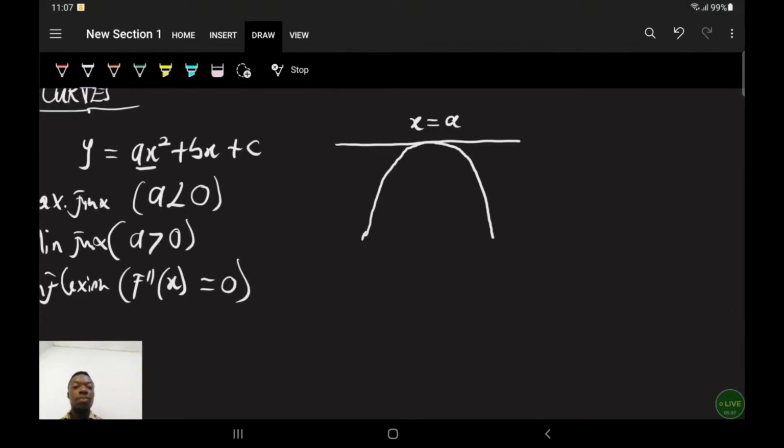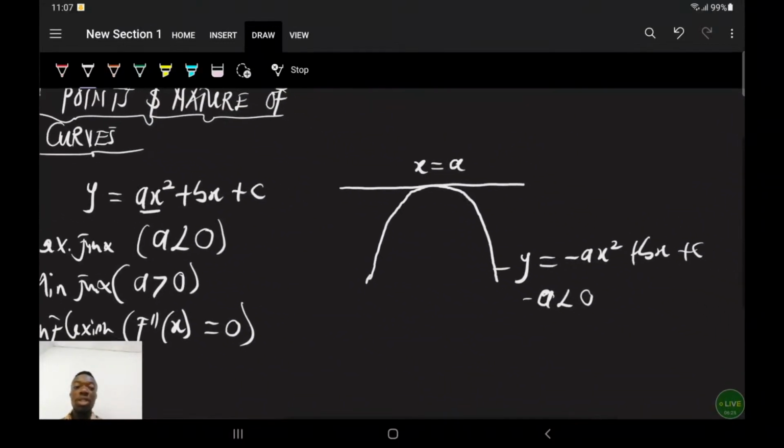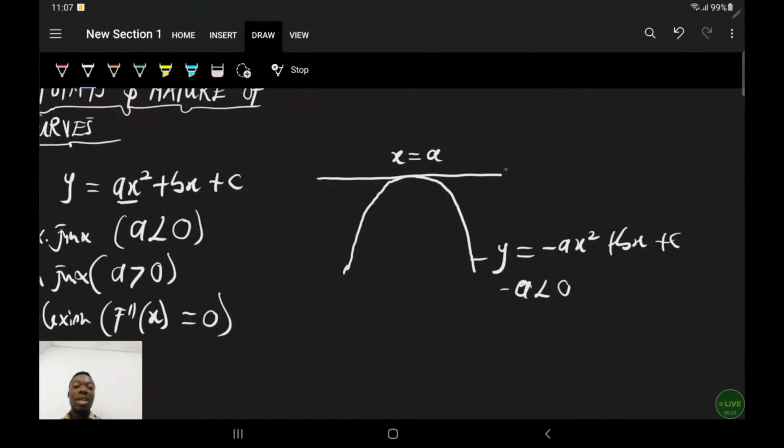At this point, if this is a maximum curve, then the coefficient of x squared should be less than 0. So I can say this function can be y equals negative a x squared plus bx plus c, because we know that a is less than 0, since a is negative. So this is a maximum curve. In determining the maximum curve and the stationary point for this maximum curve, this line is my gradient line.